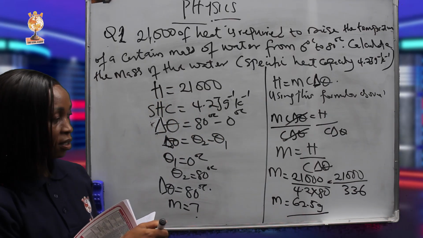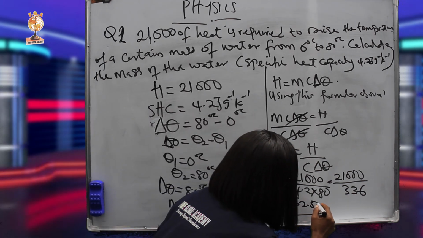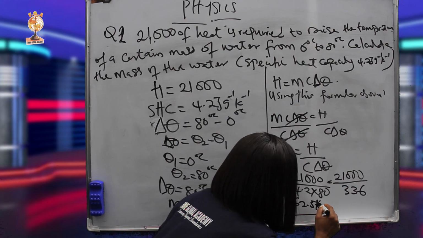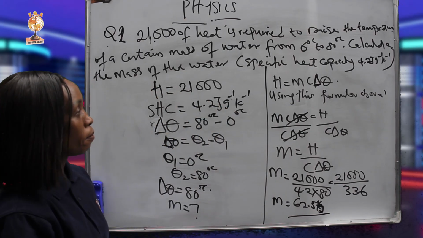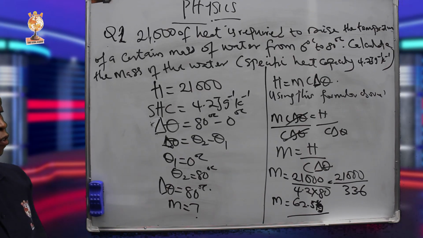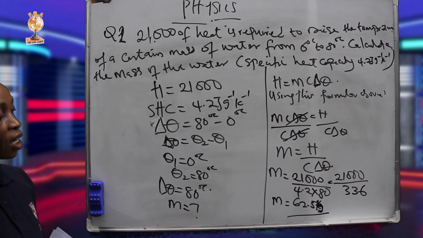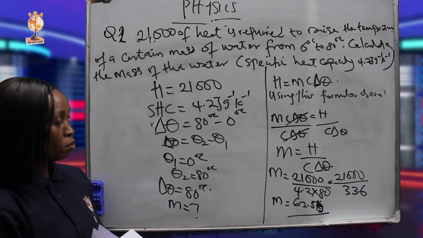Because mass is in, okay, let me say kilogram. Because mass is gram. 62.5 kilogram. That's the mass of the water. The mass of the water. Kilogram per dm cubed. Okay.